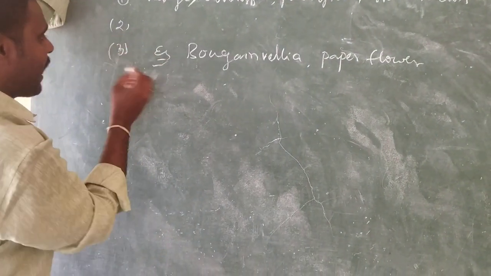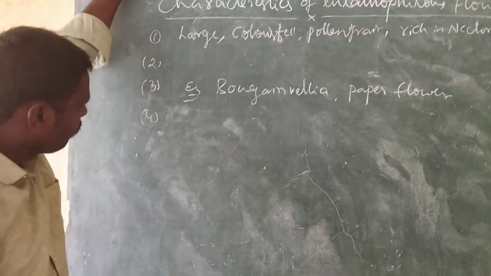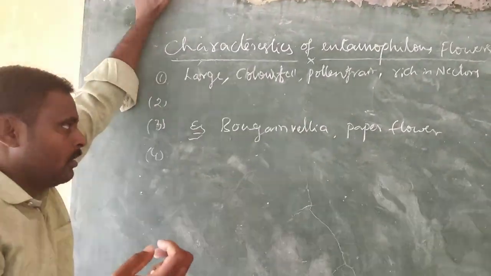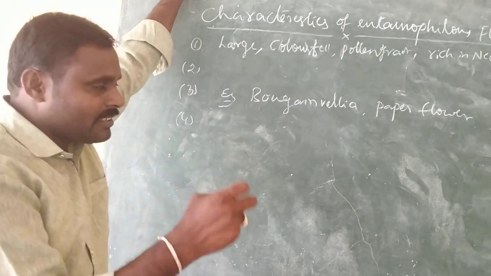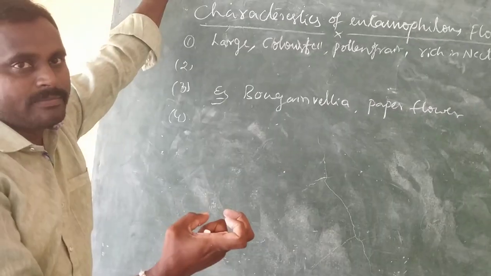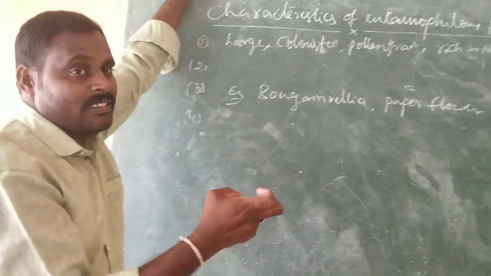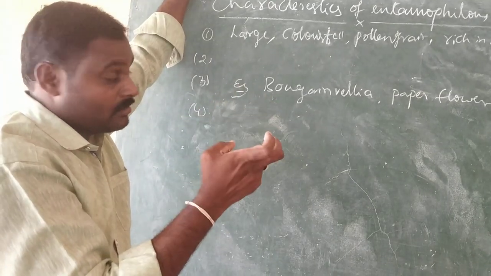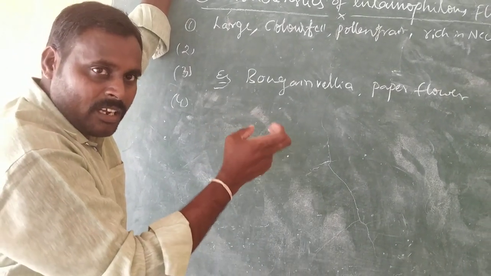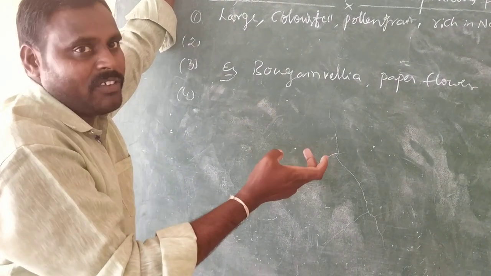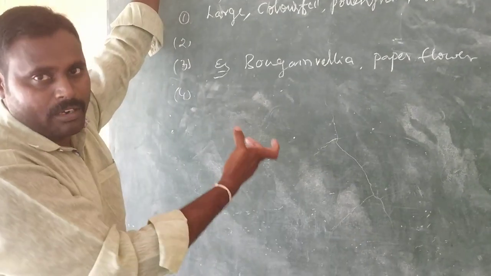And one more characteristic of entomophilous flowers. To visit the flower, the flowers have to provide some rewards to the pollinating agents. Why am I teaching here? For my survival or for some other purpose. I'm getting money from the organization.